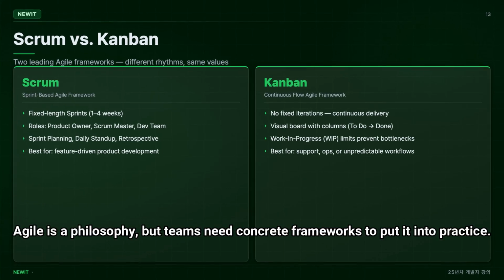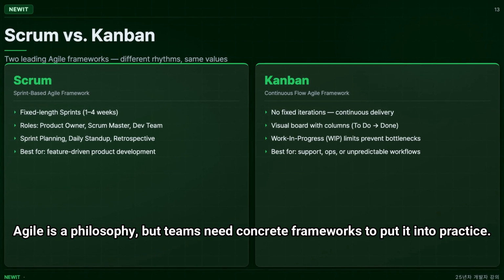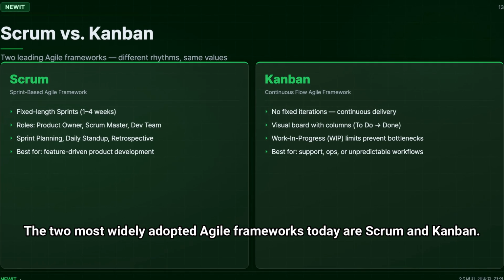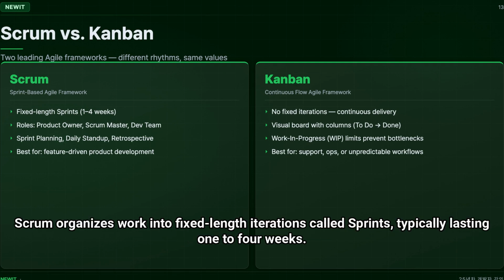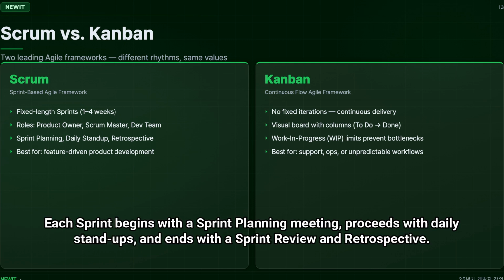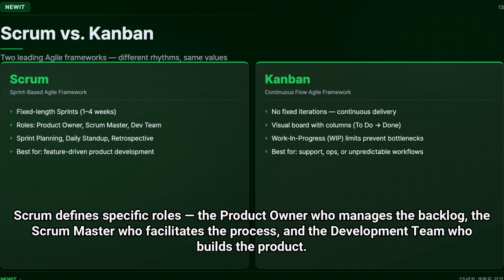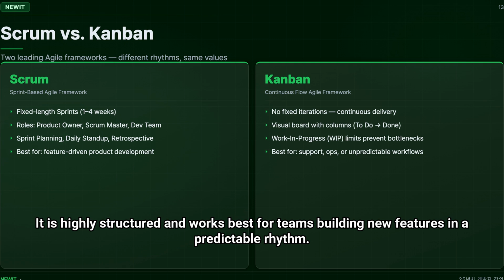Agile is a philosophy, but teams need concrete frameworks to put it into practice. The 2 most widely adopted Agile frameworks today are Scrum and Kanban. Scrum organizes work into fixed-length iterations called sprints, typically lasting 1 to 4 weeks. Each sprint begins with a sprint planning meeting, proceeds with daily stand-ups, and ends with a sprint review and retrospective. Scrum defines specific roles: the product owner who manages the backlog, the Scrum Master who facilitates the process, and the development team who builds the product. It is highly structured and works best for teams building new features in a predictable rhythm.